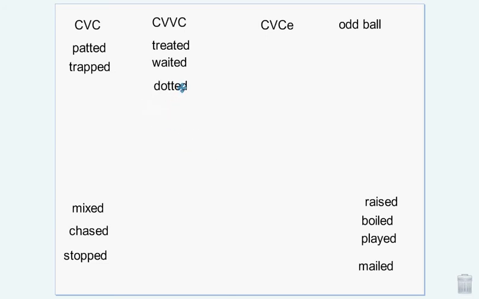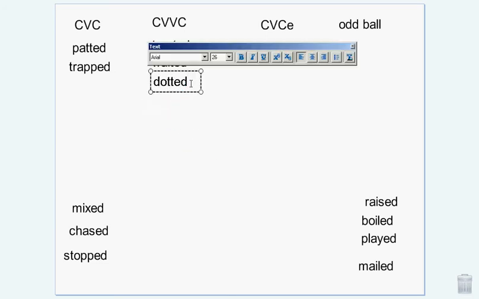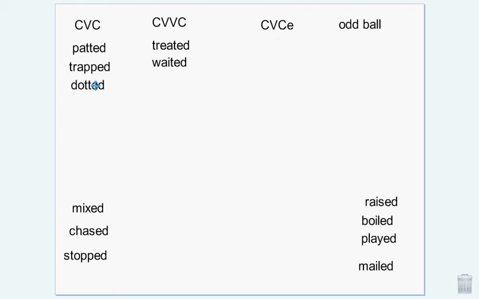And then dotted, well, dotted doesn't go in CVVC because it's dot. It's consonant, vowel, consonant. You double that last one, and then you make it dotted. Notice the CVC pattern. Padded, trapped, dotted. You have double T, double P, double T. That's generally what you do when you add ED to CVC words, with the exception of a couple letters where you don't do that. And we'll talk about them later, in the oddball category.